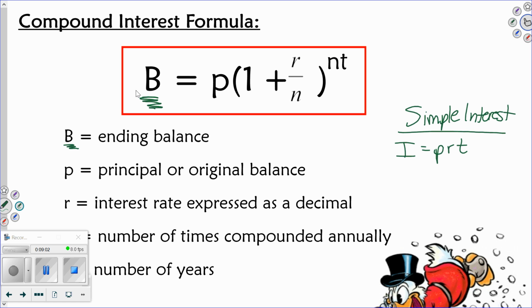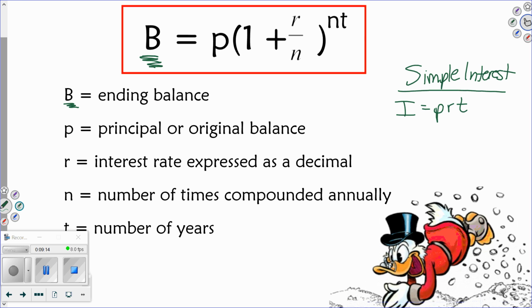This one solves for the ending balance, not the interest. P is still your principal or the original balance, just like it was in that one. R, still the interest rate as a decimal, same as that one. N, that's a different variable. You didn't have that before. It is the number of times compounded annually. So if it was monthly, you'd put a 12 there. If it was weekly, you'd put a 52. Okay, does that make sense? It's how many times it's being compounded.